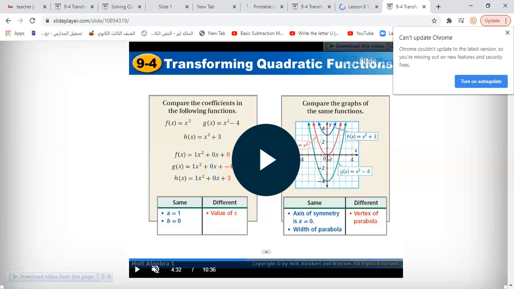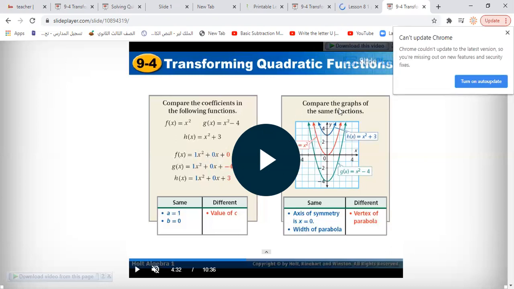The vertex was 0 and 0. Then x to the power of 2 minus 4, so the vertex of the parabola was 0 and negative 4. And the last one is h of x equal x to the power of 2 plus 3, so the vertex is 0 and 3.